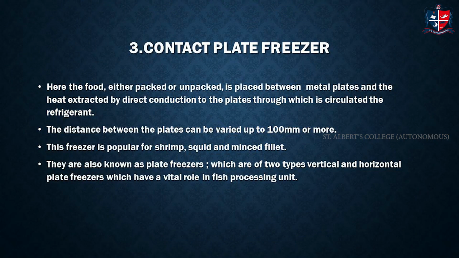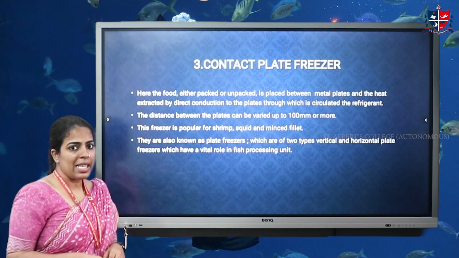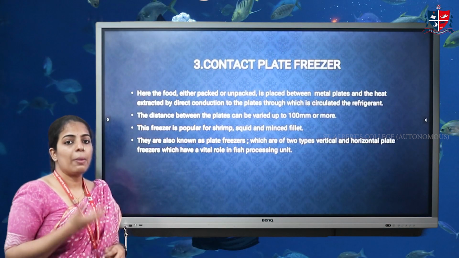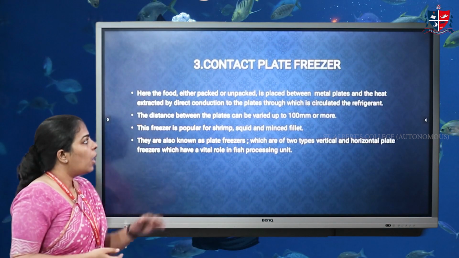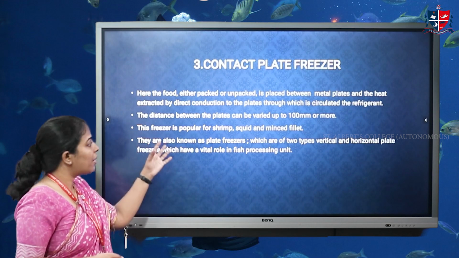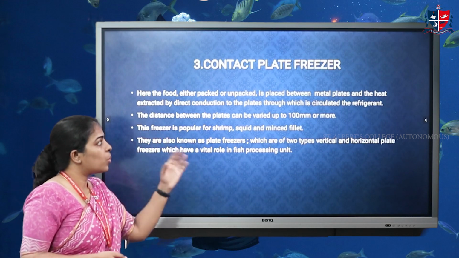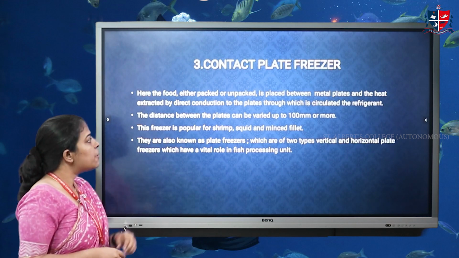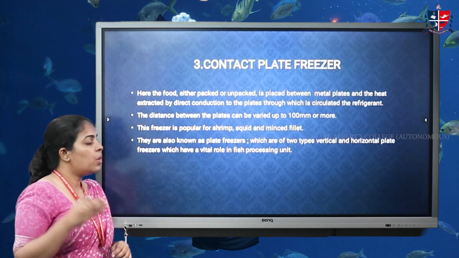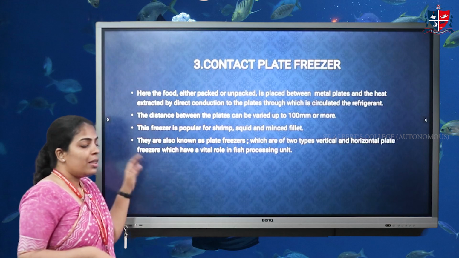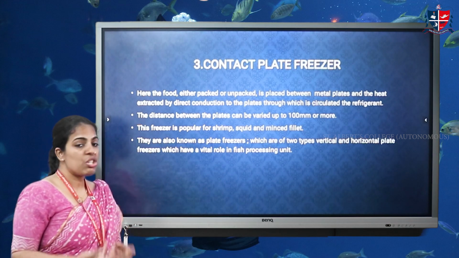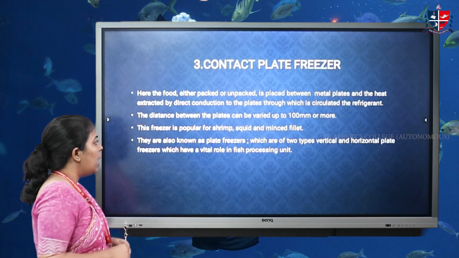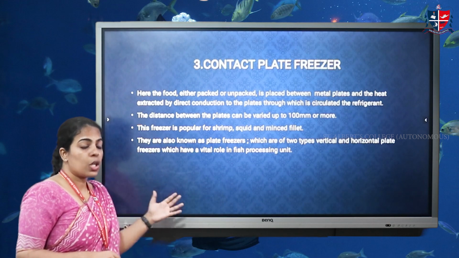Now, next is the contact plate freezer. The name itself makes it very clear. This kind of freezer has direct contact with the food, where metal plates extract heat by direct conduction, with the refrigerant circulating through the plates. The distance between the plates can be varied up to 100 mm or more. This freezer is commonly used for freezing shrimp, squid, and minced fillet. It is also called the plate freezer.